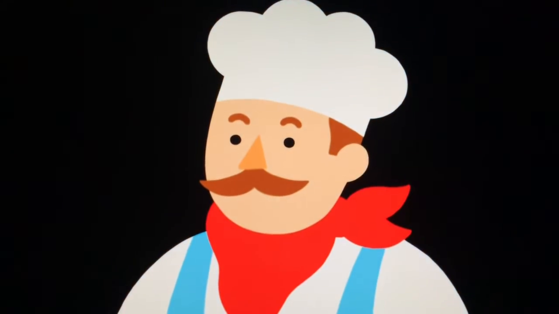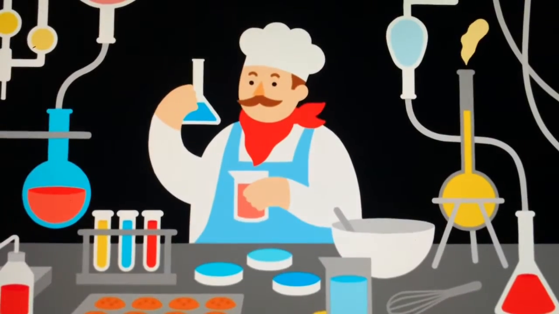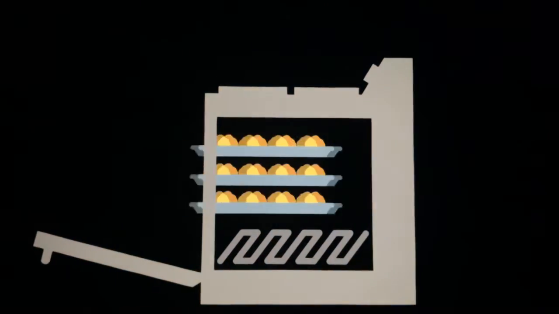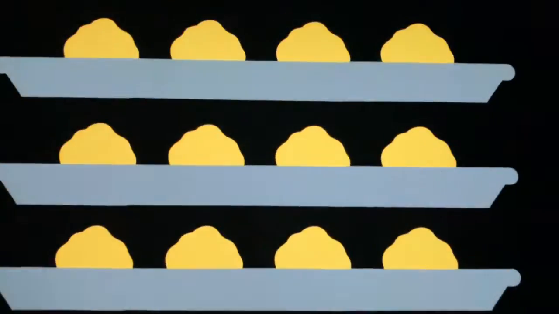Don't let the apron deceive you. Bakers are mad scientists. When you slide the pan into the oven, you're setting off a series of chemical reactions that transform one substance, dough, into another, cookies. When the dough reaches 92 degrees Fahrenheit, the butter inside melts, causing the dough to start spreading out.